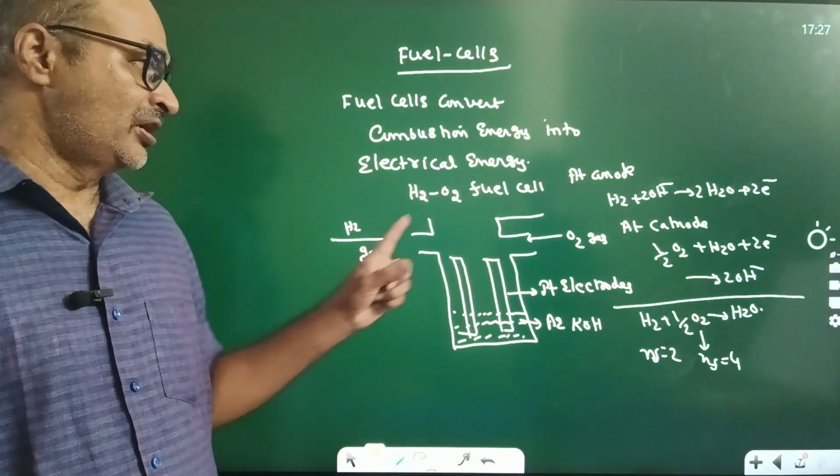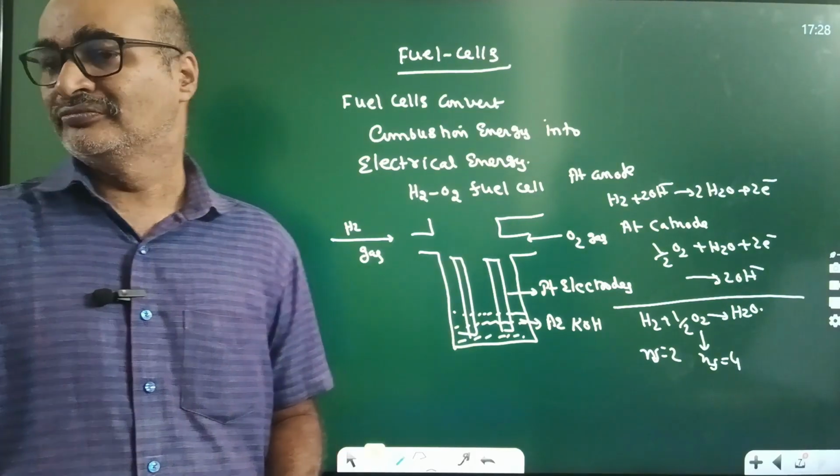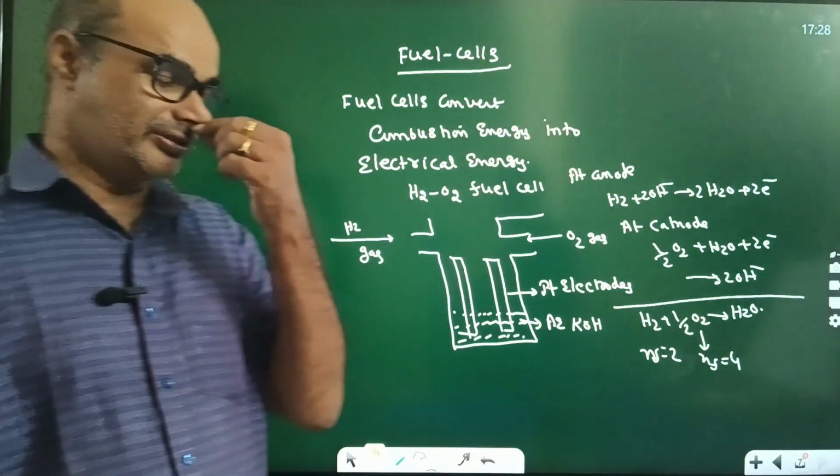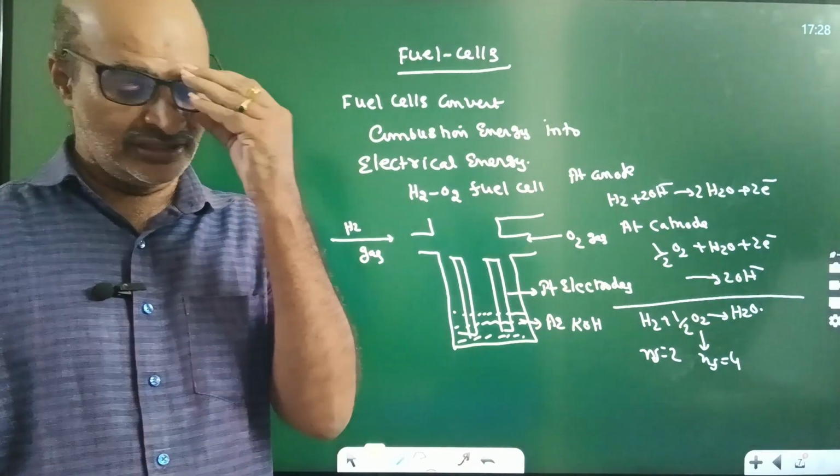Okay. This is the hydrogen oxygen fuel cell. Okay? So this is the electrochemistry. Tomorrow we will discuss advanced topics in electrochemistry.